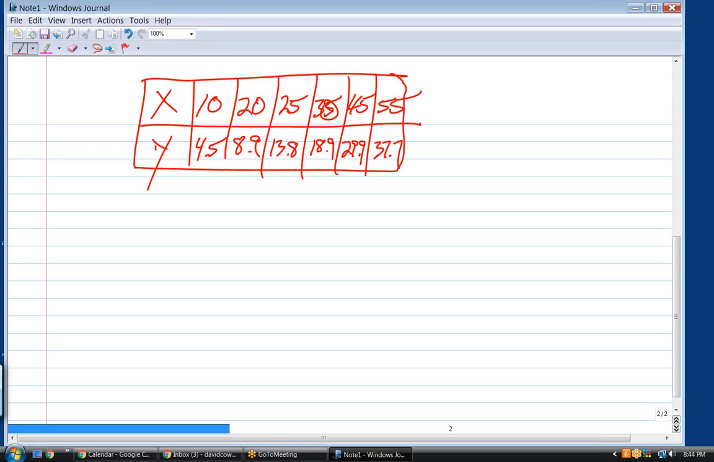Okay, and what's the question here? It says the data in the table shows the average speed, y, in miles per hour, of the boat for several different engine speeds, x, in hundreds of revolutions per minute. Find the polynomial model for the data. Estimate the average speed for the boat when the engine speed is 2,800 RPM.